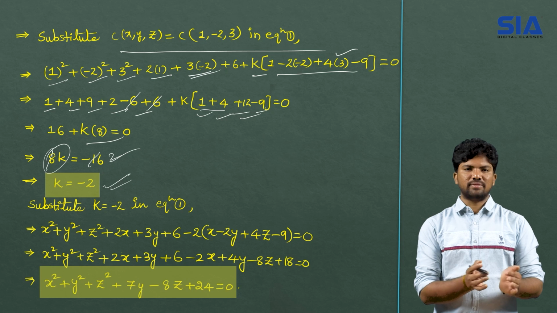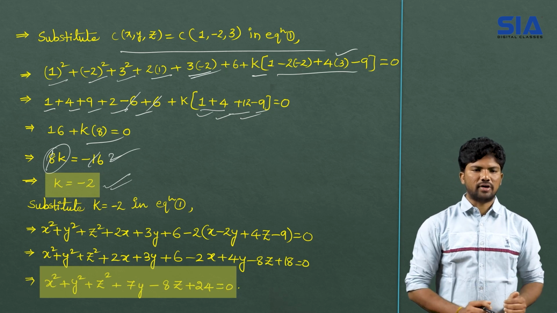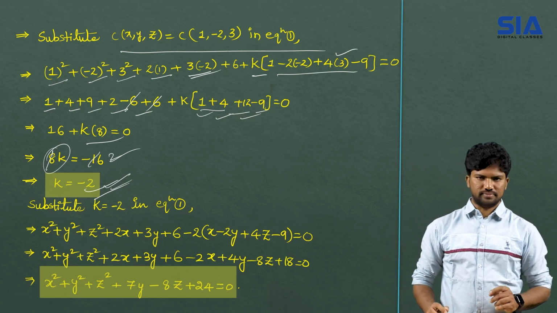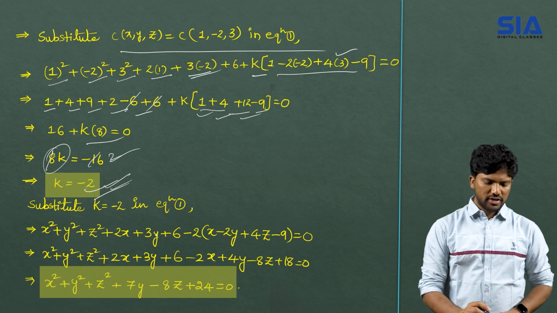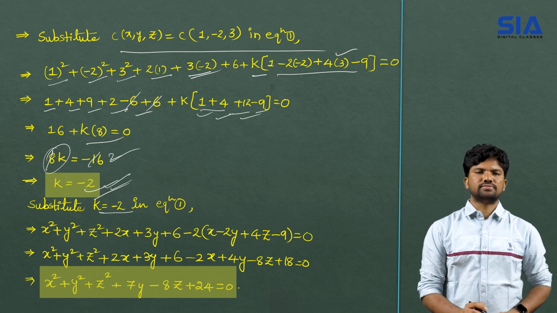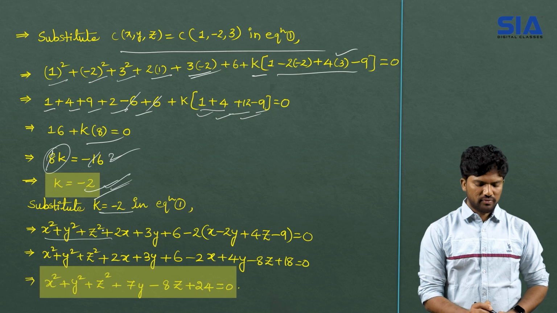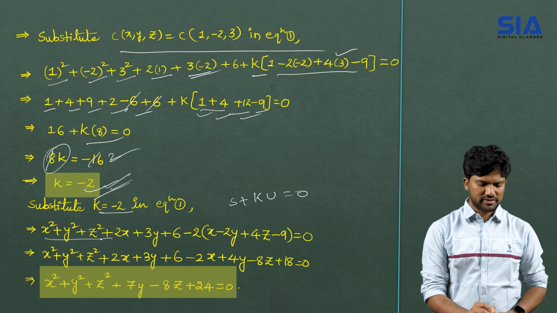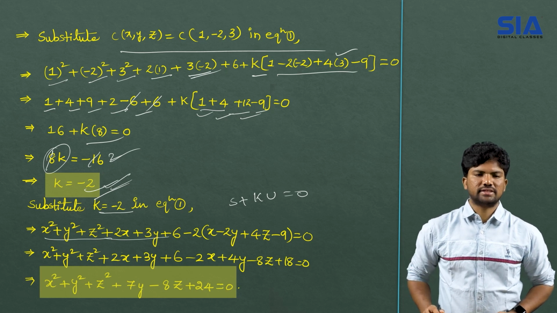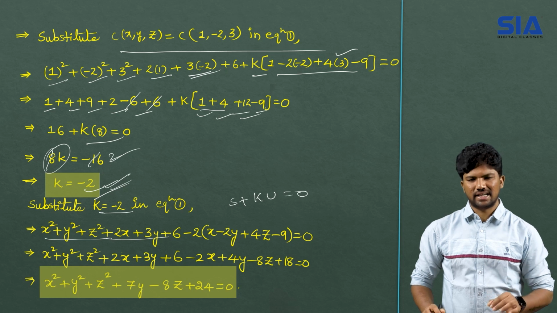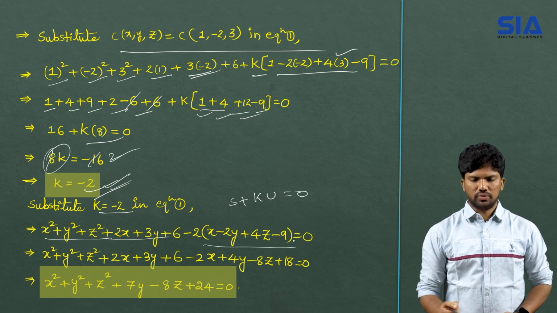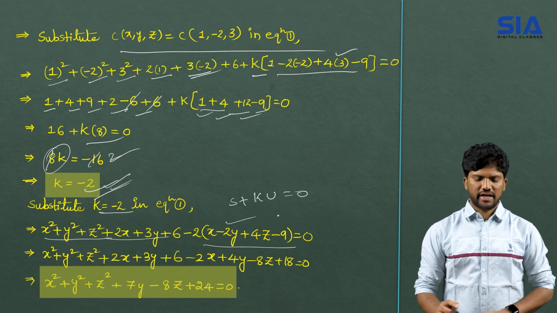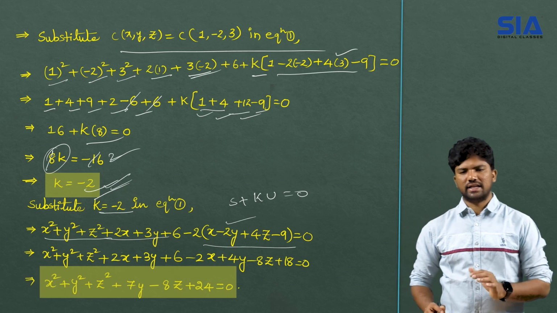So k is a parameter we discussed at the beginning of the problem. So therefore that is the value of k. Back substitute in equation number 1 or equation number 2. So substitute k is equal to minus 2 in equation number 1. What is equation number 1? S plus k into u is equal to 0. So substitute the S value: x square plus y square plus z square plus 2x plus 3y plus 6, here minus 2 into, that is the k value minus 2. In place of k we are substituting minus 2. (x minus 2y plus 4z minus 9) is equal to 0.